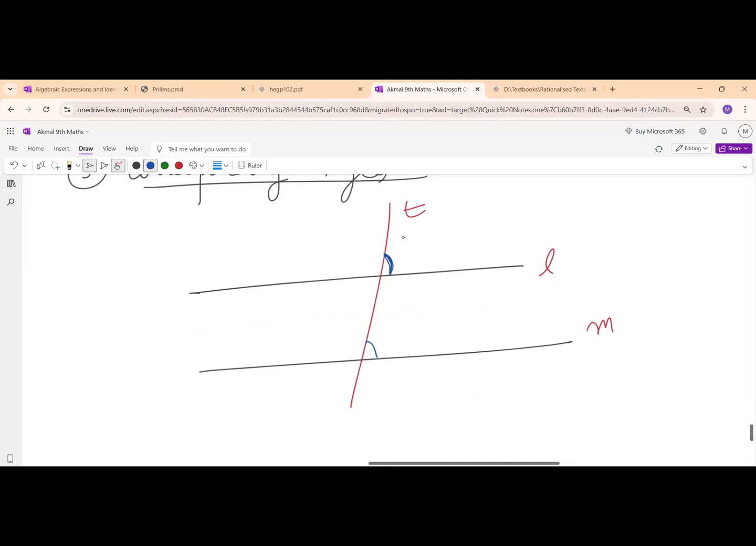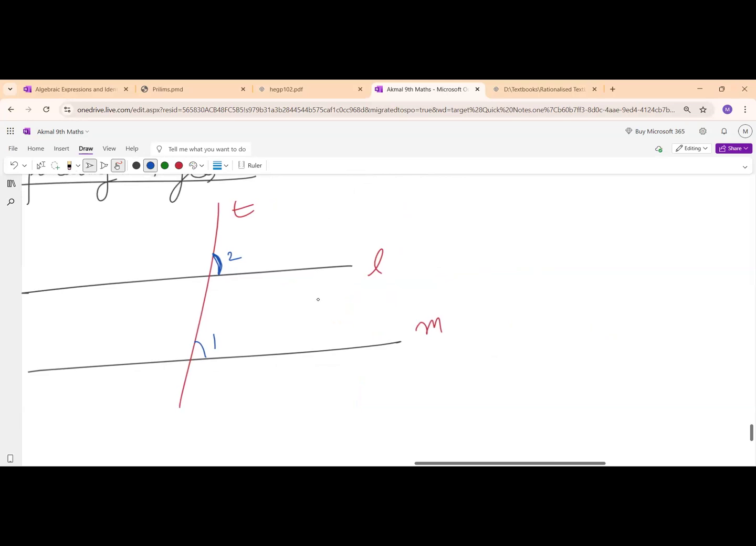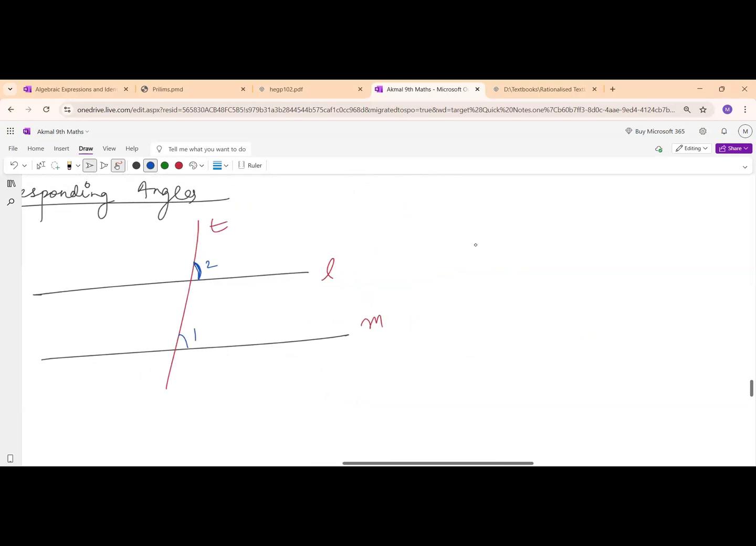Can you see they are exactly the same? Exactly like we just picked up angle one and put it at the place of angle two. This angle on line M corresponds to the angle on line L. They are known as corresponding angles. Angle one and angle two are corresponding angles, and they are equal to each other. Angle one is equal to angle two. Okay, Akmal? They are equal to each other.